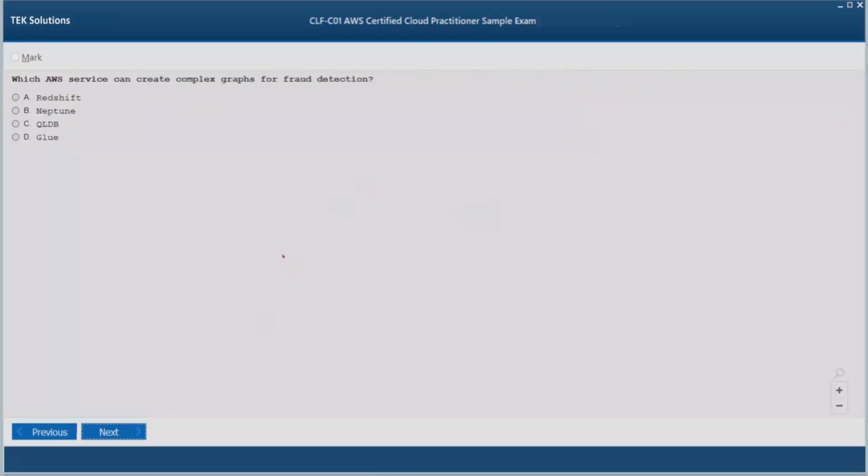Which AWS service can create complex graphs for fraud detection? Option A, Redshift. Option B, Neptune. Option C, QLDB. Option D, Glue. Complex graphs for fraud detection. In AWS, there is a service which is Neptune for complex graphs. Remember, whenever there is a graph service in AWS, it's Neptune. That's why option B is the correct answer here.